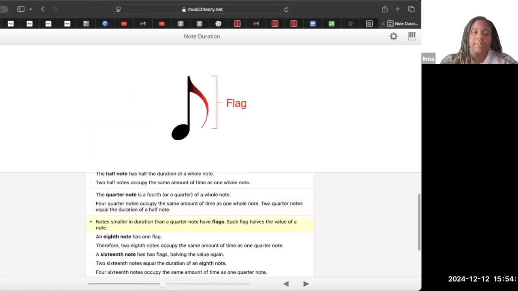All right, and then you have the eighth note. The eighth note is one of the smaller durations of the notes. It has a flag. So notice the flag right there.